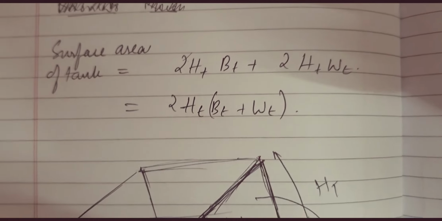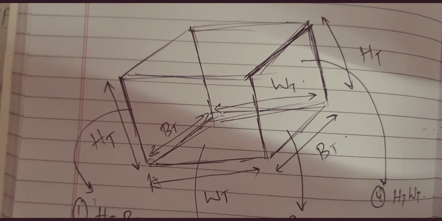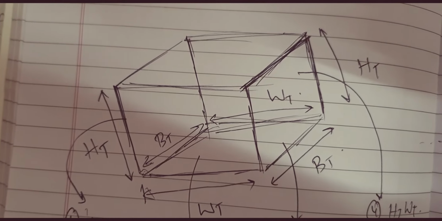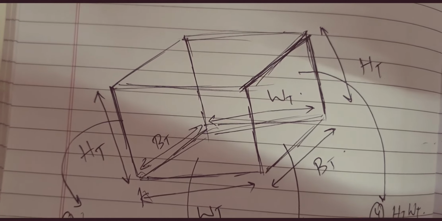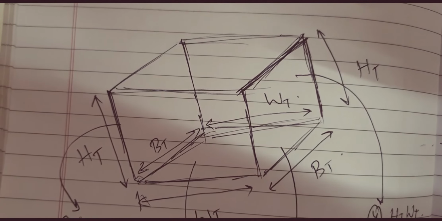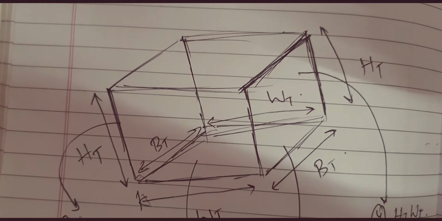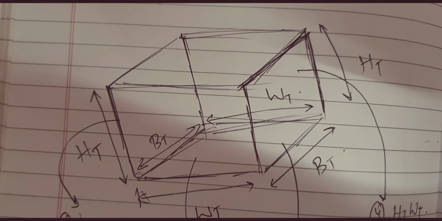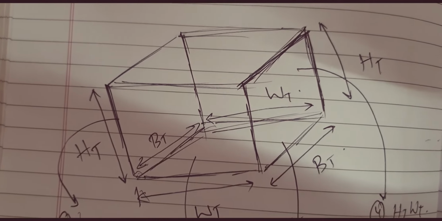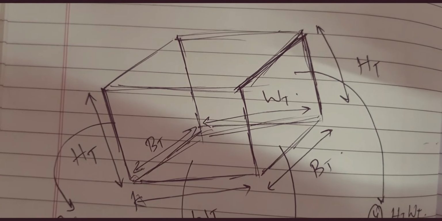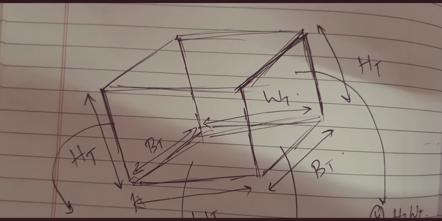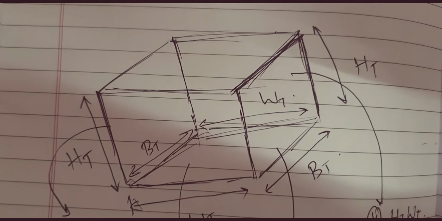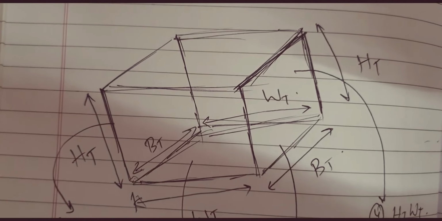Let us try to understand this. Now let us say this is your transformer tank. Remember, your transformer tank dissipates the heat to the surroundings from the side walls. It is not going to dissipate the heat from the top and from the bottom. So out of 6 faces, let us consider only 4 faces through which heat dissipation takes place.